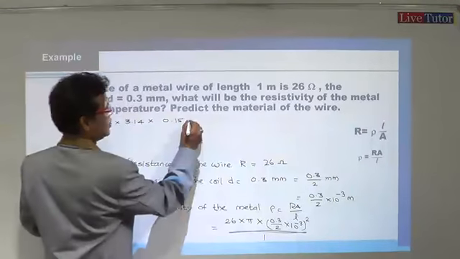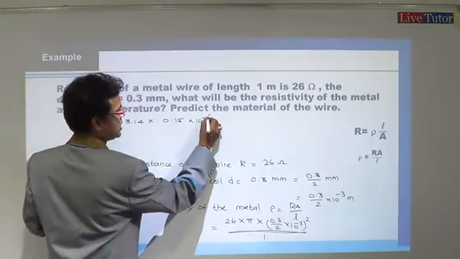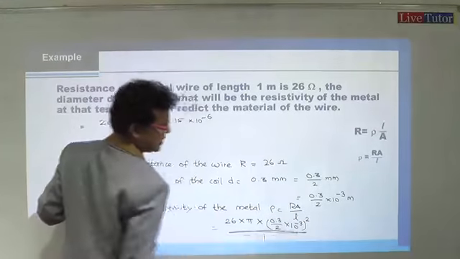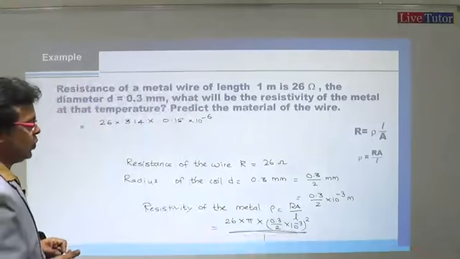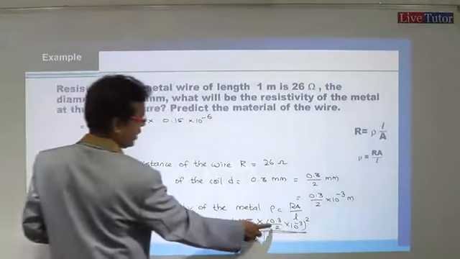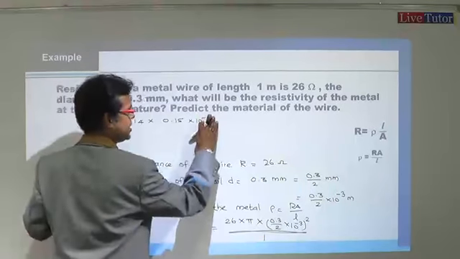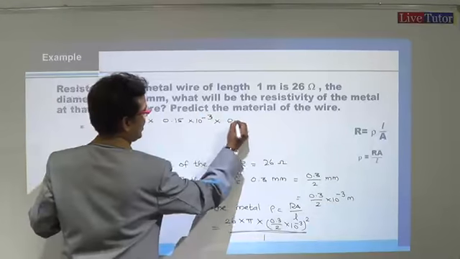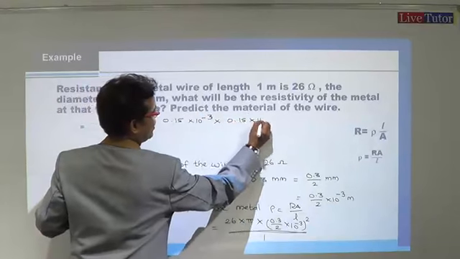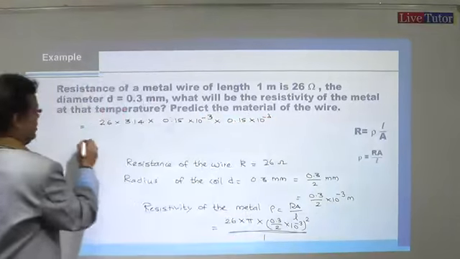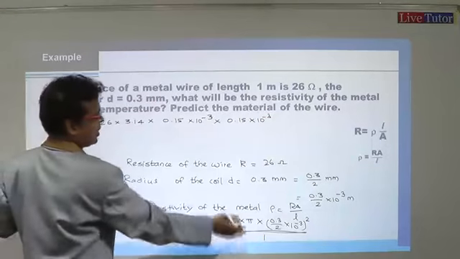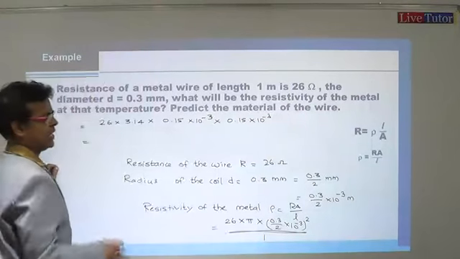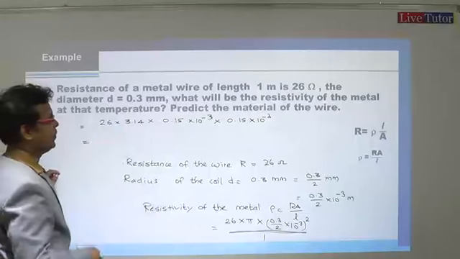Into 10 power minus 6. You can multiply 0.3 into 2, and this is also squared. I can write this as it is, or I can write it as 10 power minus 3 into 0.15 into 10 power minus 3, whole divided by 1. So I am not taking that 1; we can leave it as it is. Now multiply this.